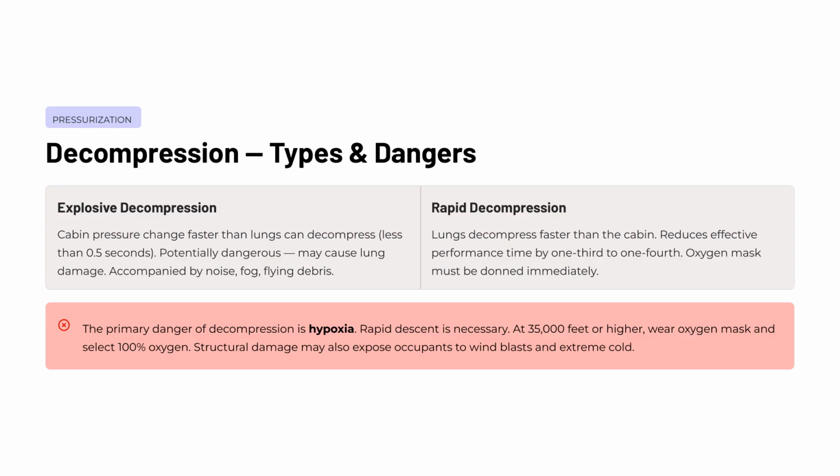Do not delay. Regardless of the type, the primary danger of any decompression event is hypoxia, and a rapid descent is essential. If you're operating at 35,000 feet or above, you must already be wearing your oxygen mask and have it selected to 100% oxygen. Beyond hypoxia, structural damage associated with decompression can also expose occupants to violent wind blasts and extreme cold temperatures, adding additional threats to an already dangerous situation. Know your emergency procedures before you need them.